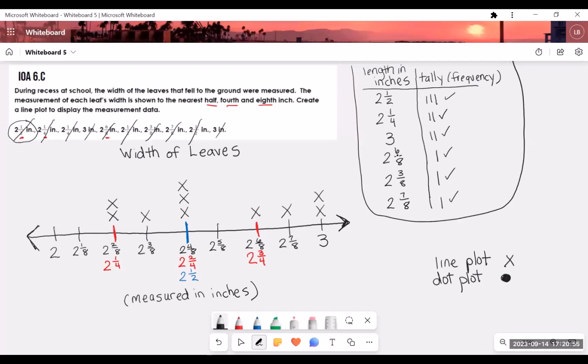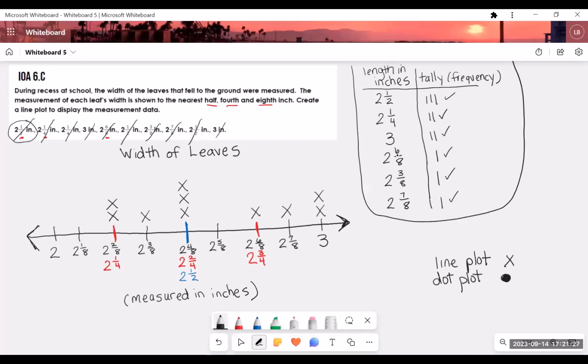Like I know that every X was a leaf. So if someone asked me how many leaves were measured that day, I could literally count the X's. If someone wanted to know what the difference in the greatest width of the leaf and the least width of the leaf, then I could see that 3 inches was the greatest measurement taken, and 2 2/8 or 2 1/4 was the least measurement taken, and I could subtract to find the difference and so forth.